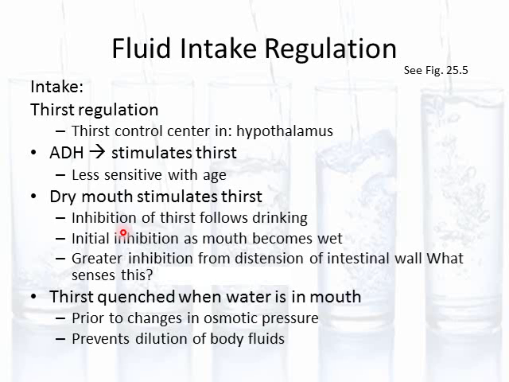And before it even actually goes into our stomach where we can absorb it, we get some quenching when it's actually in our mouth. The reason for this is that this kind of helps us to not take in too much water and prevent dilution of our body fluids. And so another mechanism here is that the inhibition of thirst follows drinking, obviously. So when that water actually gets down into our stomach, we get some stretching of our intestinal walls, and we have stretch receptors found in the intestinal walls, and this is going to quench our thirst as well.